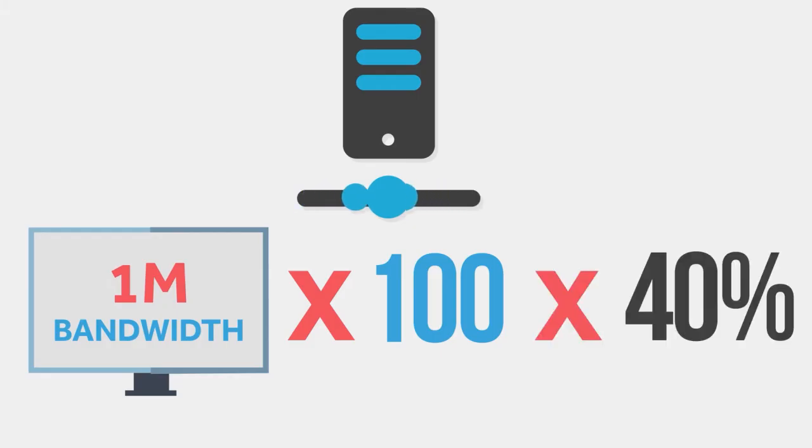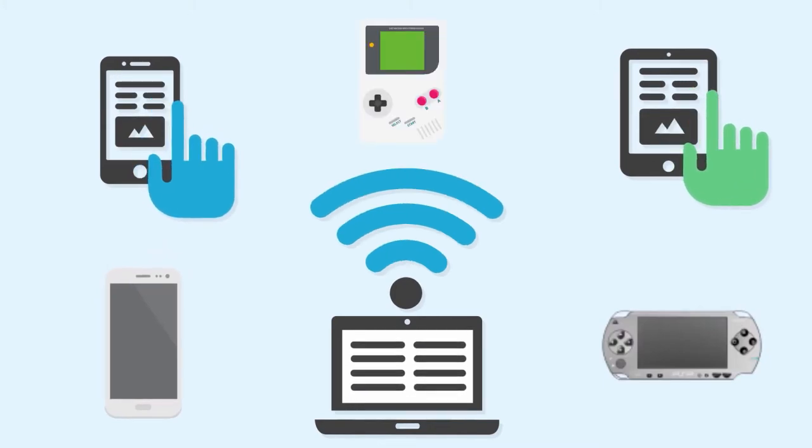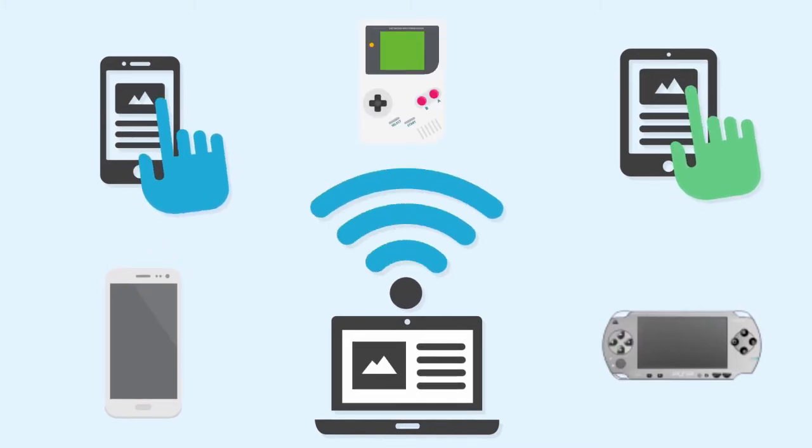And assuming that at any one time only 40% of them are actively surfing or downloading, he just needed to provision 40 MB in total bandwidth. It was simple. But all this changed with the proliferation of Wi-Fi in devices like iPhones, iPads, Android, PSP, Game Boy, etc. Guests are now bringing a lot more devices into the hotel.